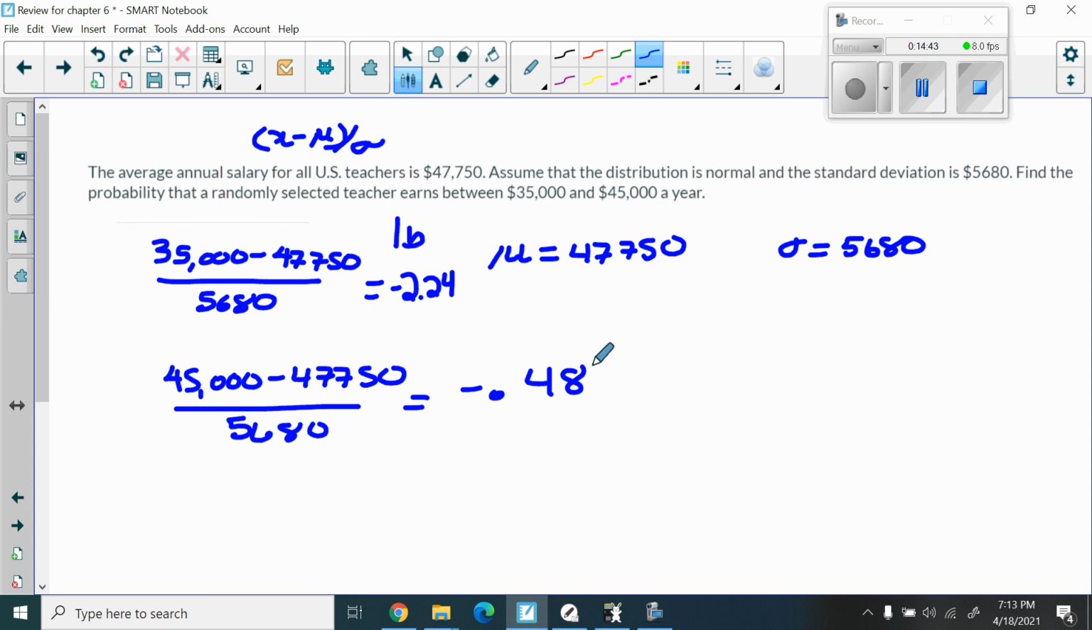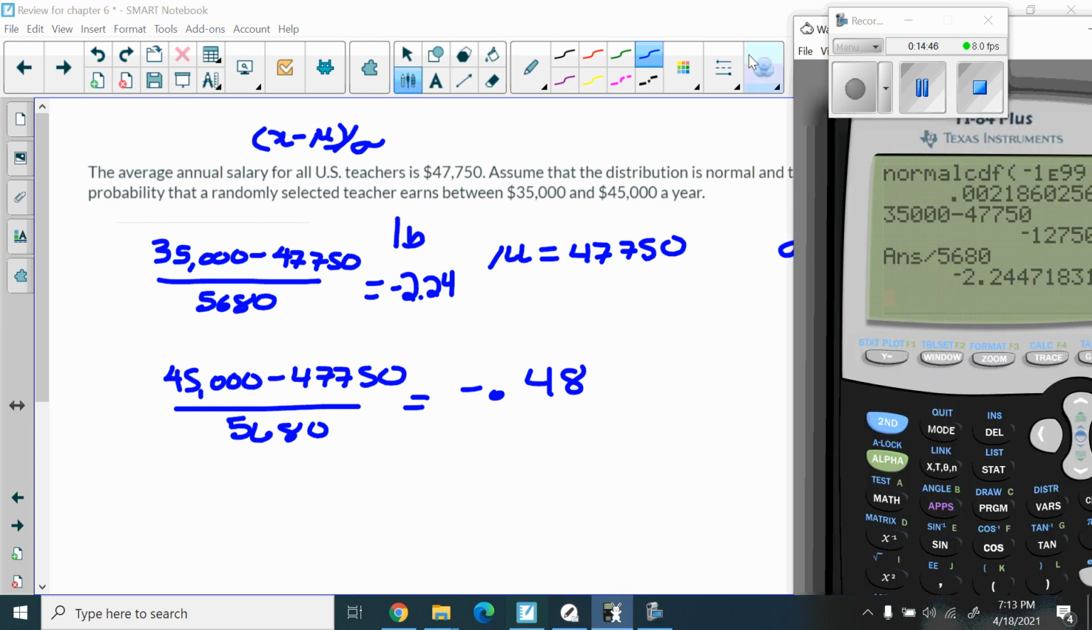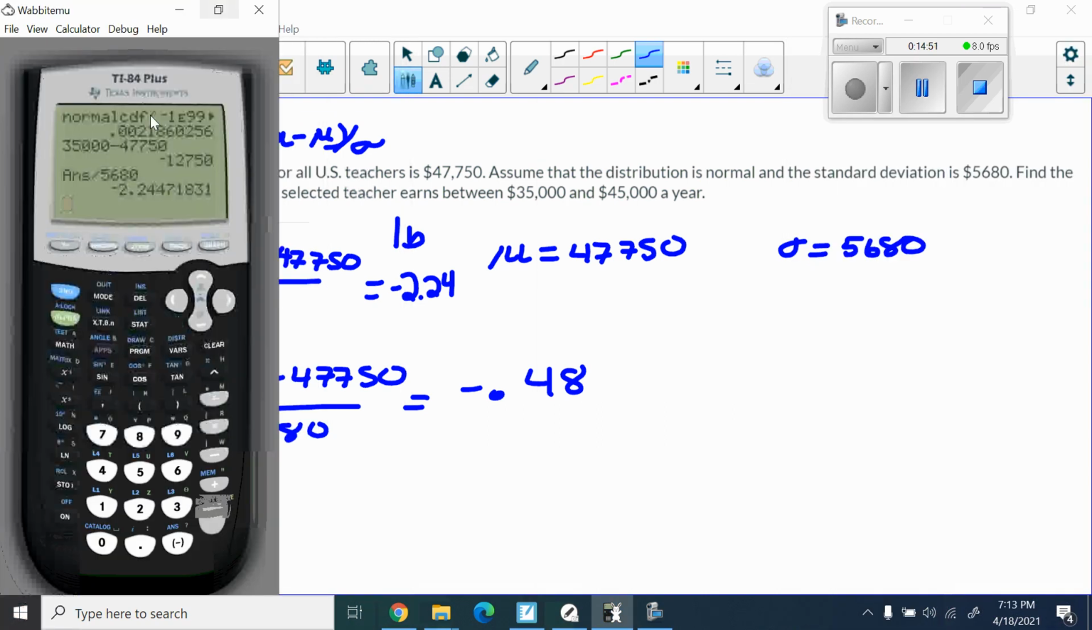So when I enter this in my normal CDF, so second vars, normal CDF, our lower bound is negative 2.24, and my upper bound is negative 0.48, and I'm pulling up the probability that that's going to happen, which is 0.3031.